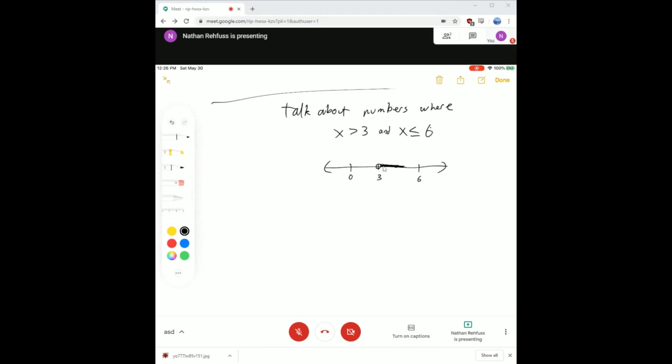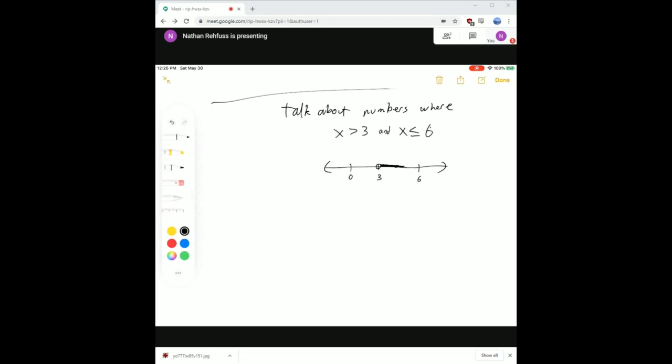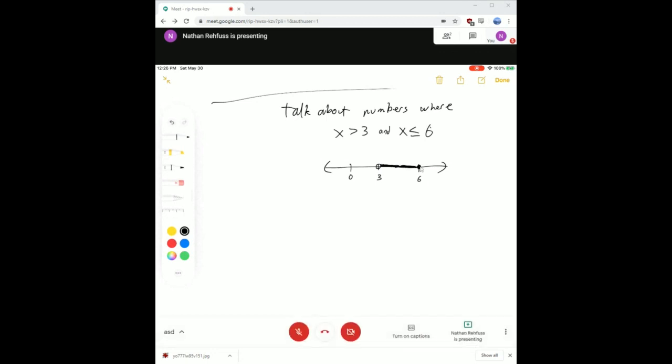It's like limbo. You can duck between whatever number I put my cursor on and 3. You could take the average of that number and 3, and that would work. But on the other side, 6 is the biggest number that works. There's no bigger number that works. X can be 6 or anything smaller. So this is how I would draw the interval.